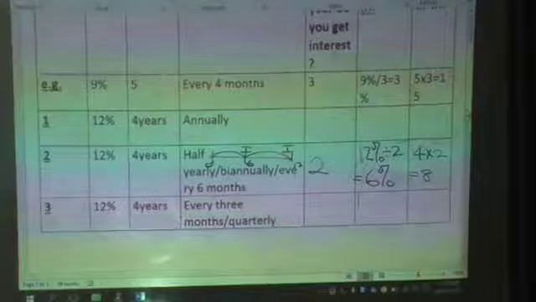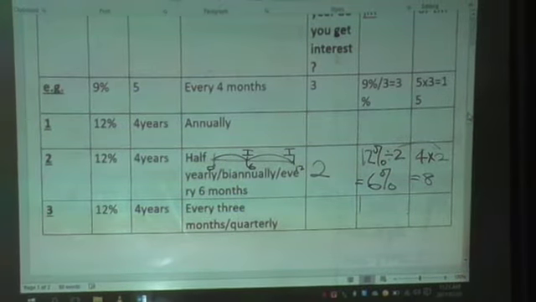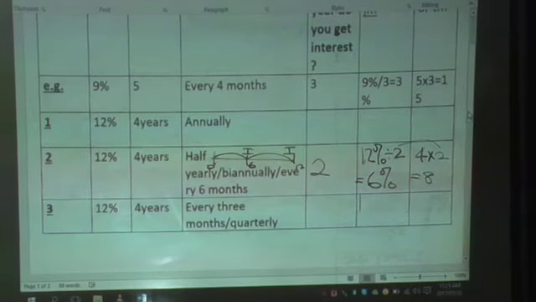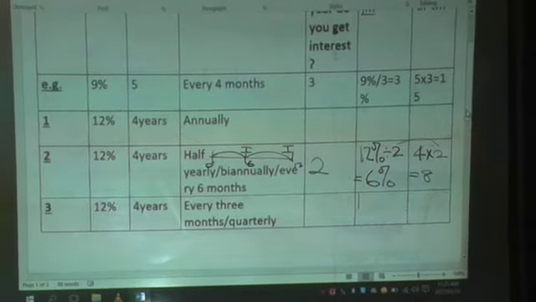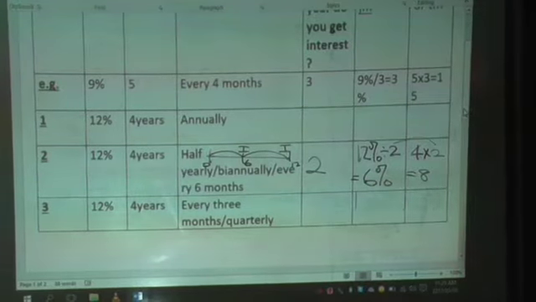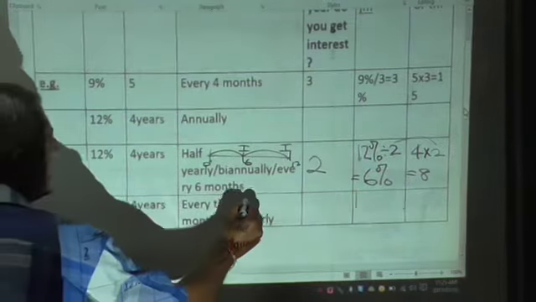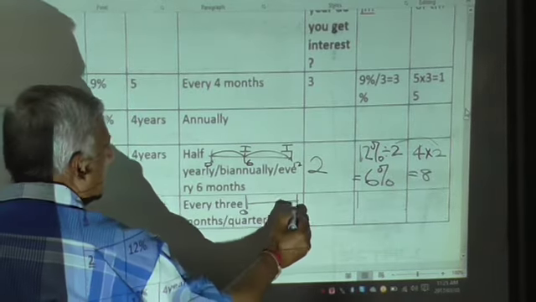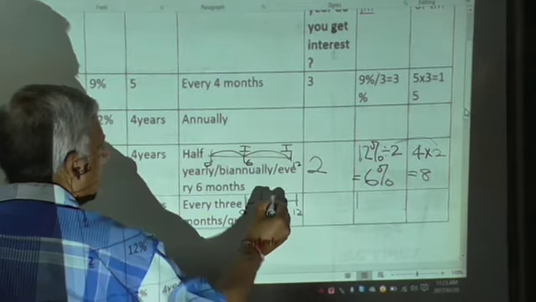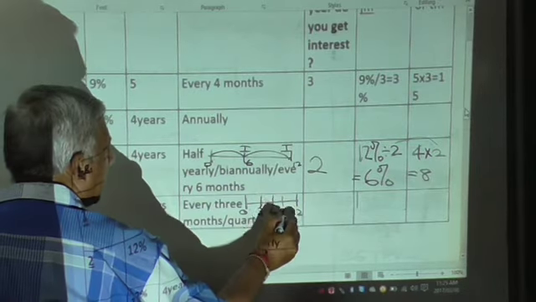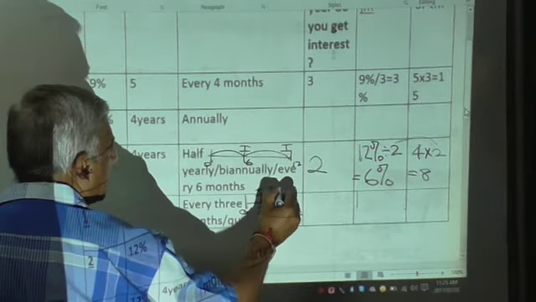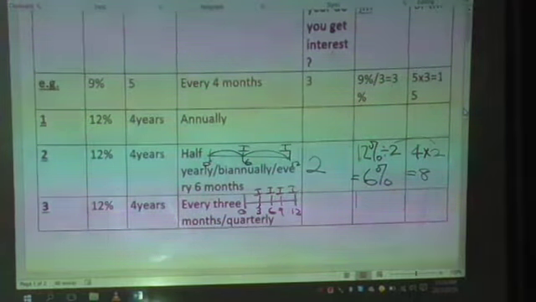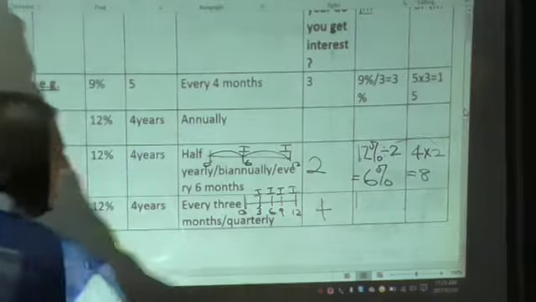Alright, try number 3 now. Give it some thought. Every 3 months, or another way of saying every 3 months is to say quarterly. So there's your year, 0, 12, every 3 months. At 3 months you'll get interest, 6 months you'll get interest, 9 months you'll get interest, and at 12 months you'll get interest. So you'll get interest 4 times a year. So there's your 4.